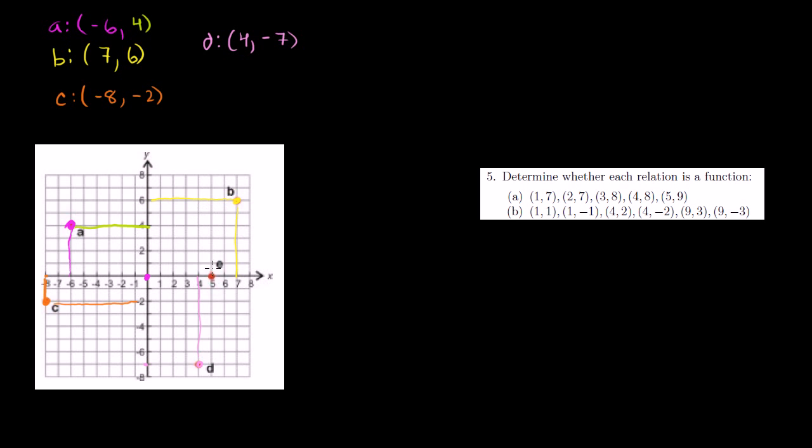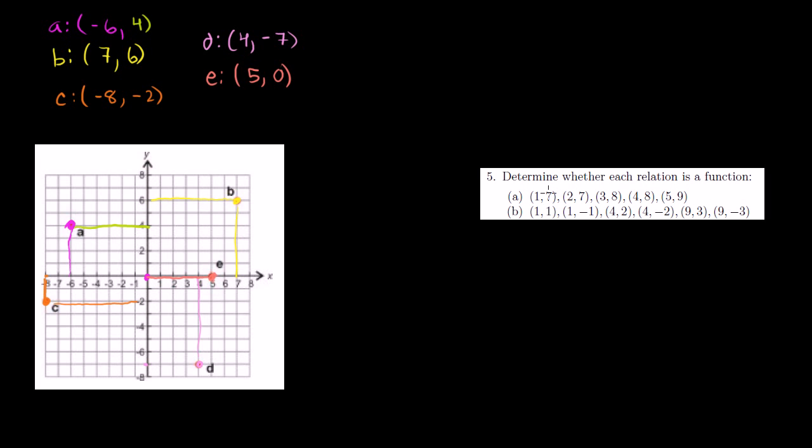Picking a nice color for E. E right there. Its x-coordinate is 5. It's right on the x-axis at x is equal to 5. And its y-coordinate, well, it isn't above or below the origin or the x-axis, so its y-coordinate is 0. You could draw a line and go straight there to 0. So there we go. We've figured out all of those coordinates.